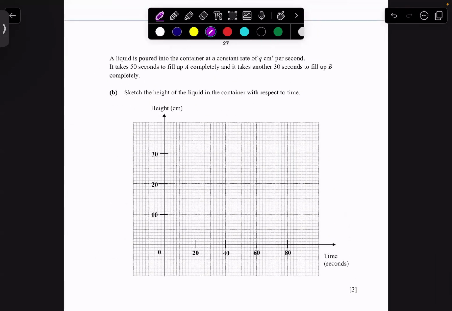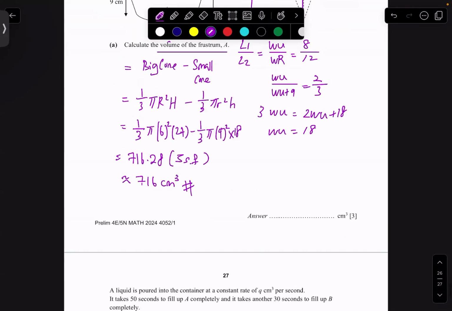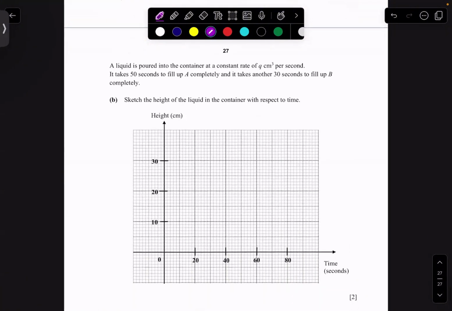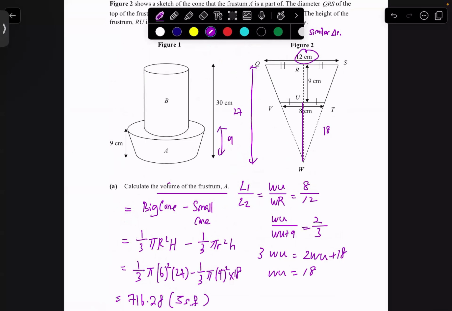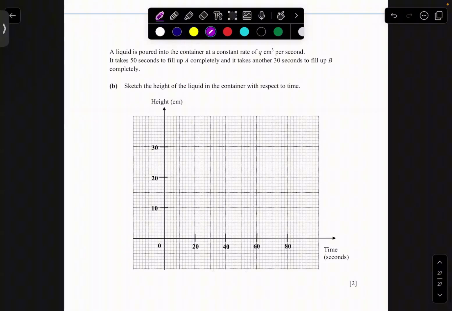A liquid is poured into a container at a constant rate of Q cm cubed per second. It takes 50 seconds to fill up A completely and another 30 seconds to fill up B completely. Sketch the height of the liquid with respect to time. Now this is 9 cm, so that means this is 21 cm. The final will be at 30 cm at 80 seconds.